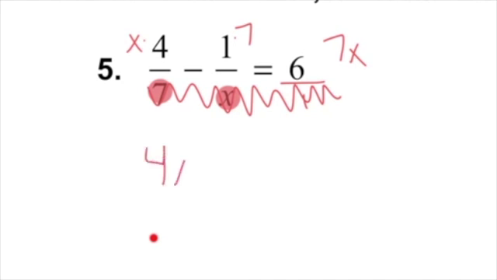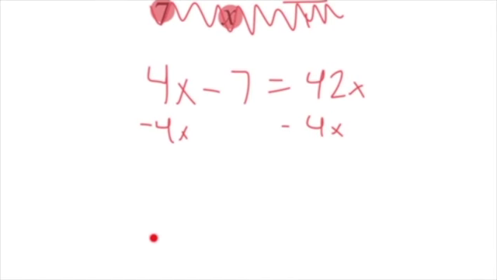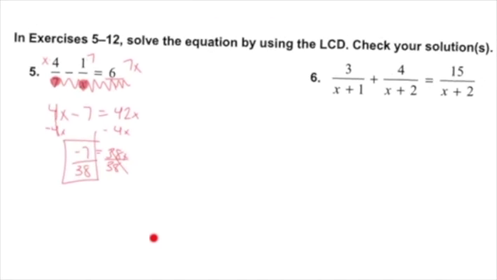x times 4 is 4x, minus 1 times 7 is 7, equals 6 times 7x, which is 42x. Now, I just solve. Subtract the 4x over. That's going to get a funny fraction here, but I get negative 7 equals 38x divided by 38. And I get x equals negative 7 over 38, which I know is a weird number, but that's what it is. So they can be that simple.